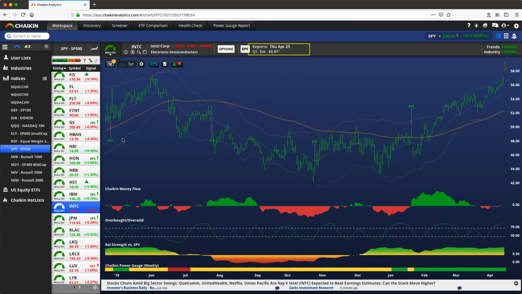We can further look at previous earnings reporting dates on our chart by looking for the EPS logos. And we can hover our mouse over those logos to learn more detailed information about the earnings reporting.